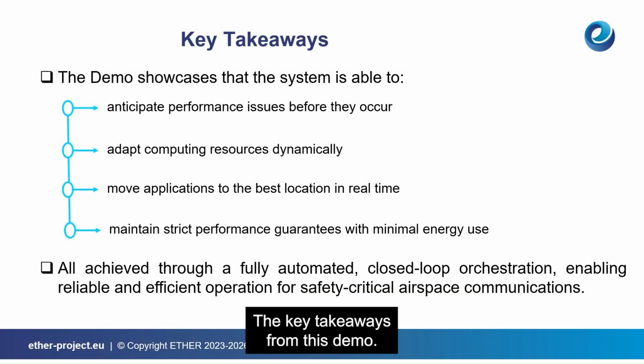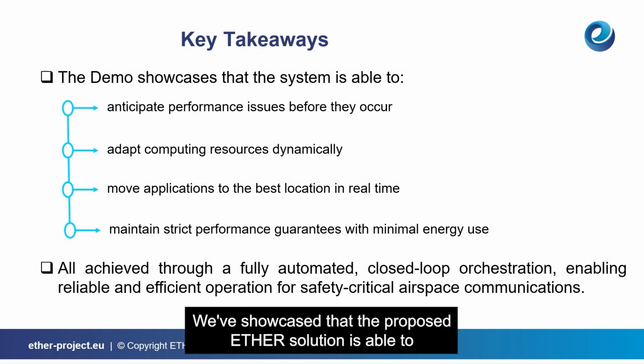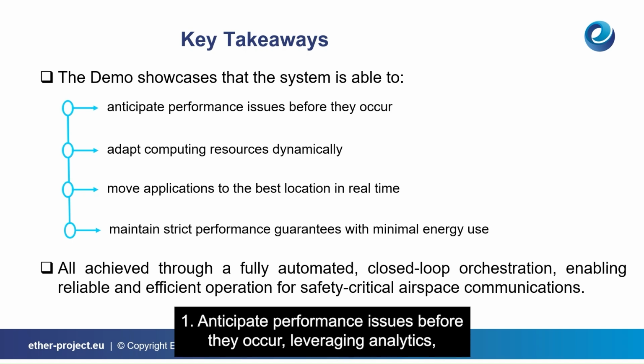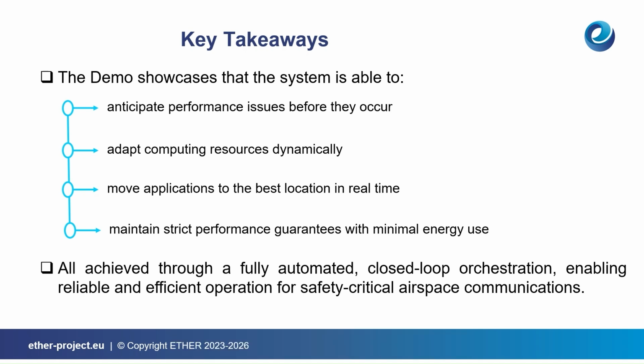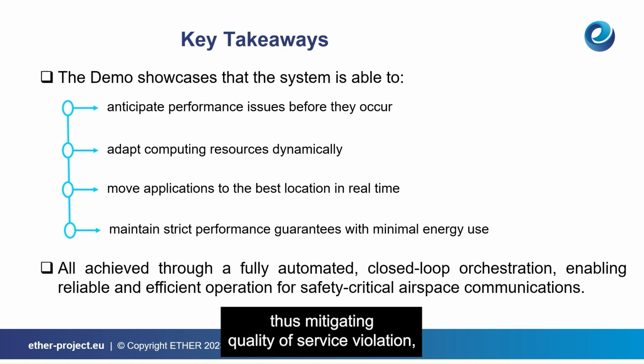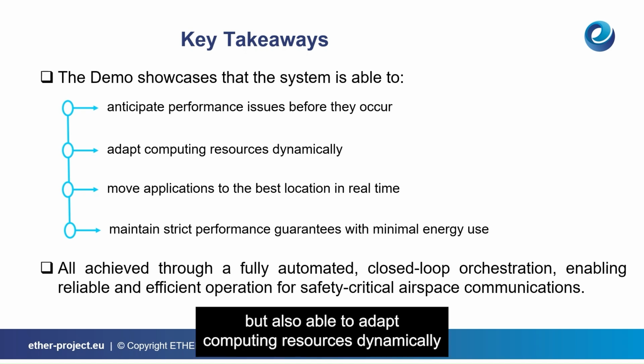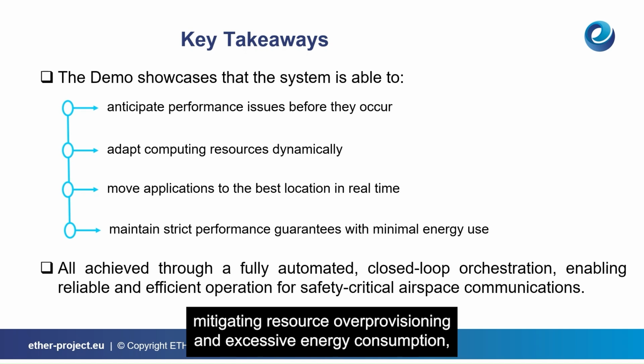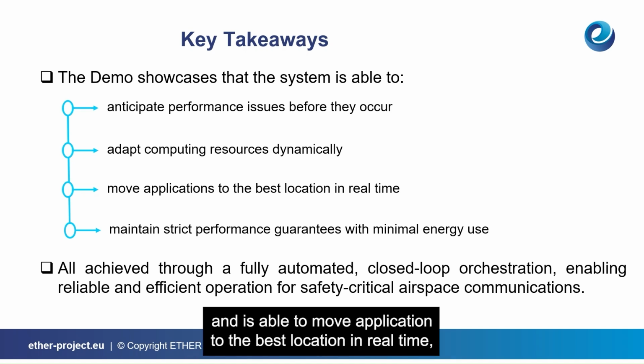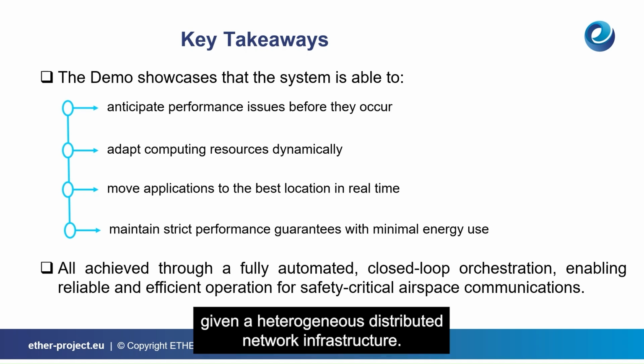The key takeaways. Through this demo, we've showcased that the proposed Ether solution is able to, one, anticipate performance issues before they occur, leveraging analytics, thus mitigating quality of service violations. It's also able to adapt computing resources dynamically, mitigating resource over-provisioning and excessive energy consumption, and it's able to move applications to the best location in real time, given a heterogeneous distributed network infrastructure.